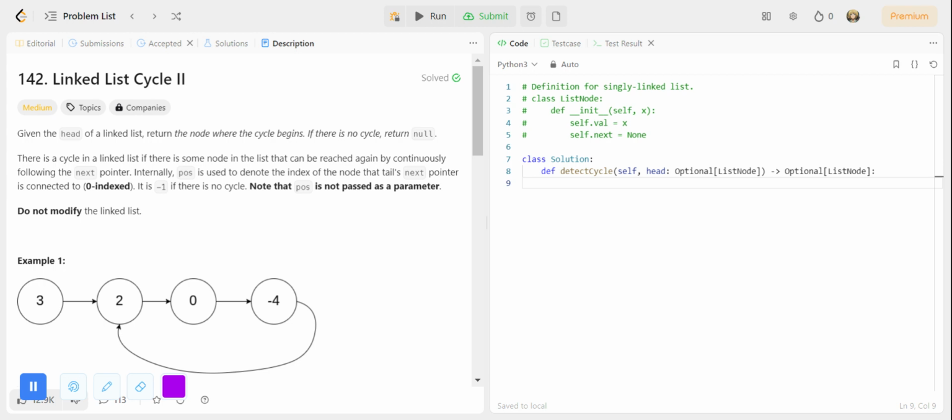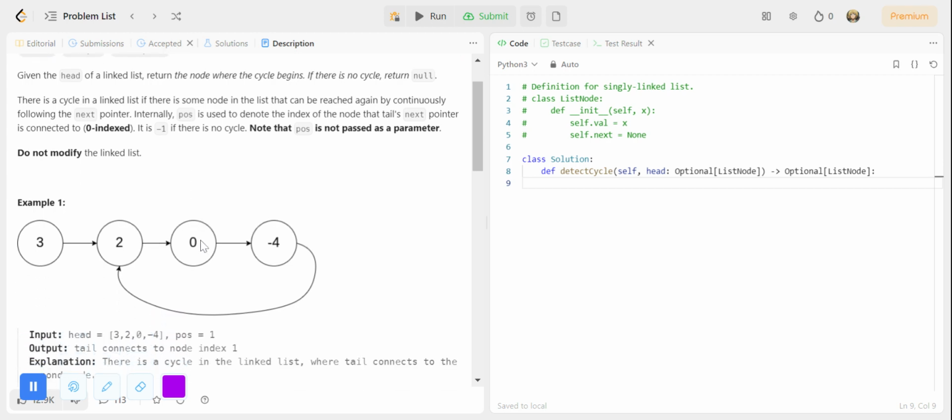Internally, pos is used to denote the index of the node that the tail's next pointer is connected to. So it is -1 if there is no cycle. Note that pos is not passed as a parameter. Do not modify the linked list.